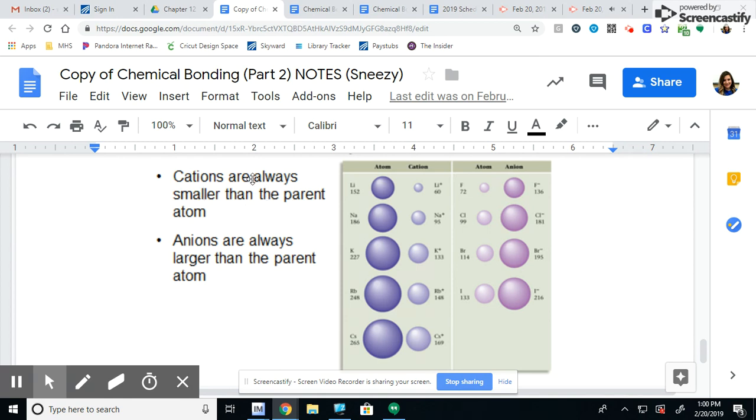So the big thing to take away here: cations are always going to be smaller, and anions are always going to get bigger, which makes sense. Cations, you're taking something away. Anions, you're adding something. So when you add something, it gets bigger. When you take something away, it gets smaller.